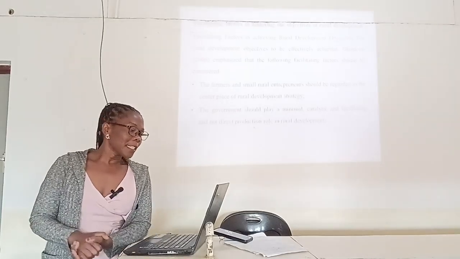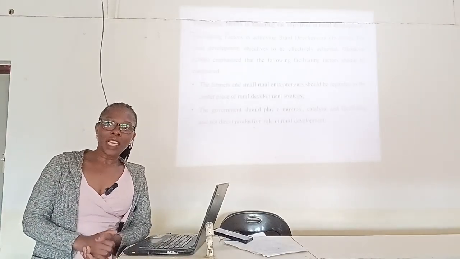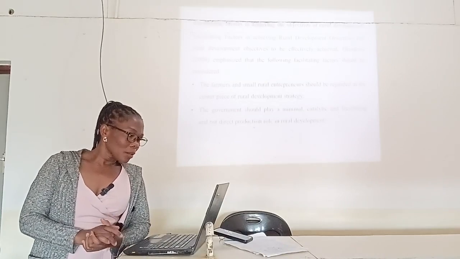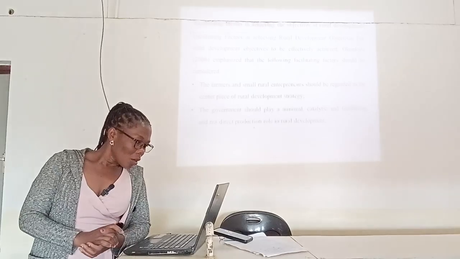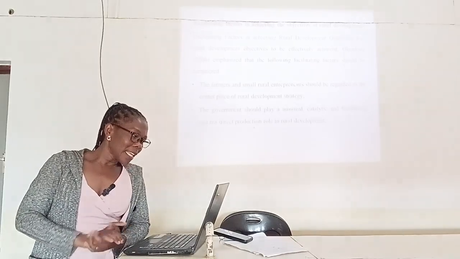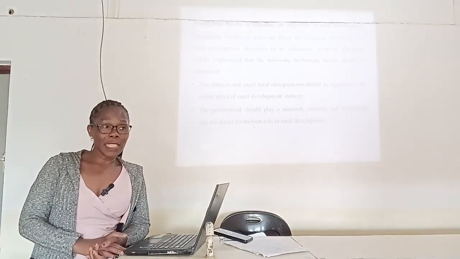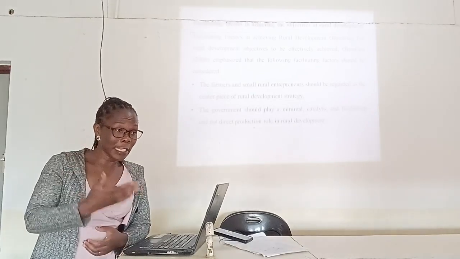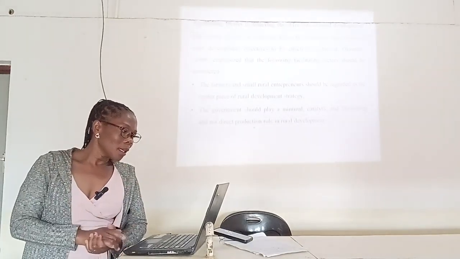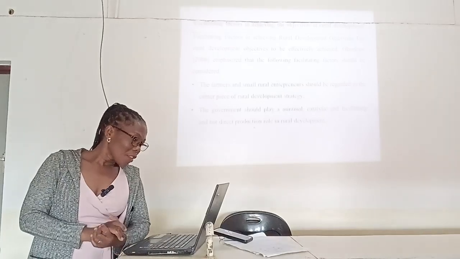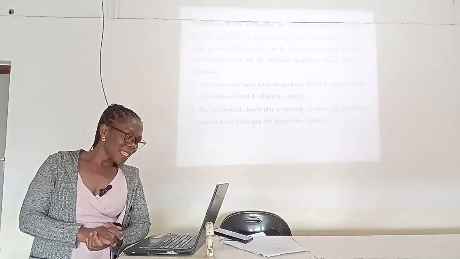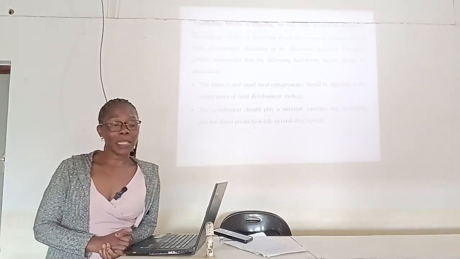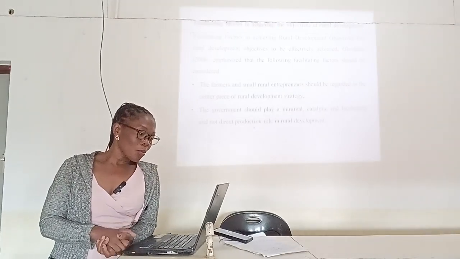So facilitating factors in achieving rural development objectives. For rural development objectives to be effectively achieved, Okong 2006 emphasized the following facilitating factors. So the first one is farmers and small entrepreneurs should be regarded as the centerpiece of rural development. Farmers and small rural entrepreneurs.